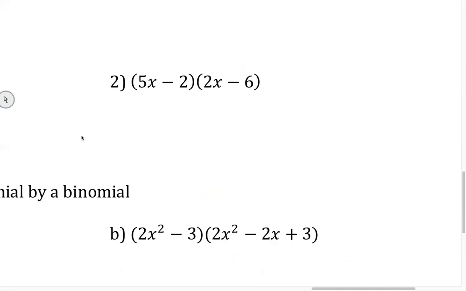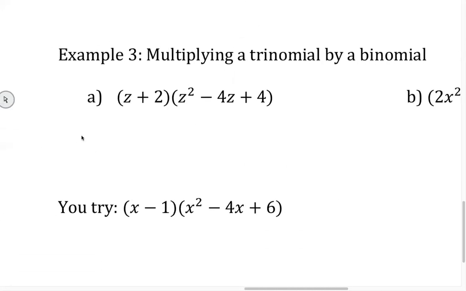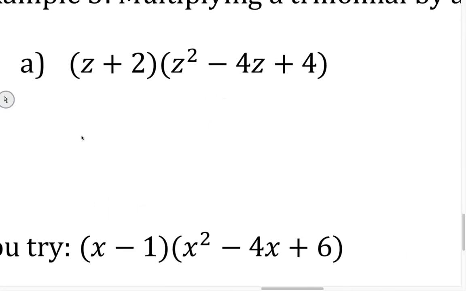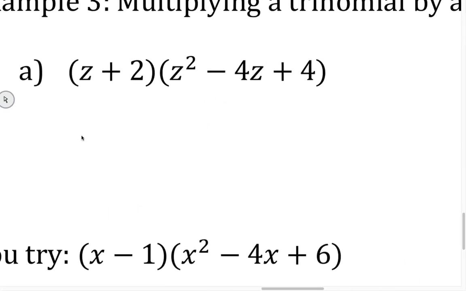And here's really why the box method is way better than the FOIL method. There's nothing wrong with FOIL, I'm not bashing FOIL, but it's only good for one case. So here, I can't really FOIL this, so I would have to distribute. I'd have to distribute the z times z squared, z times negative 4z, z times the 4, and then 2 times the z squared. And there's just a lot going on.